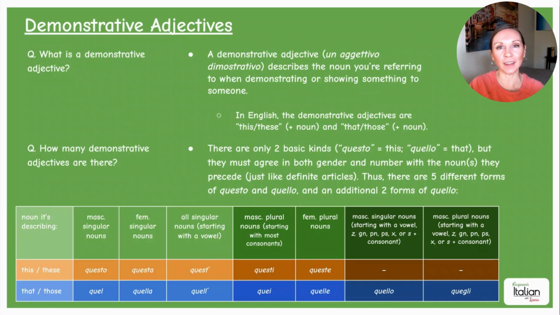Okay, so hopefully that clarifies it a little bit for you. But just take some time and study this chart. And the more you use these words, the easier it will be to use them going forward.